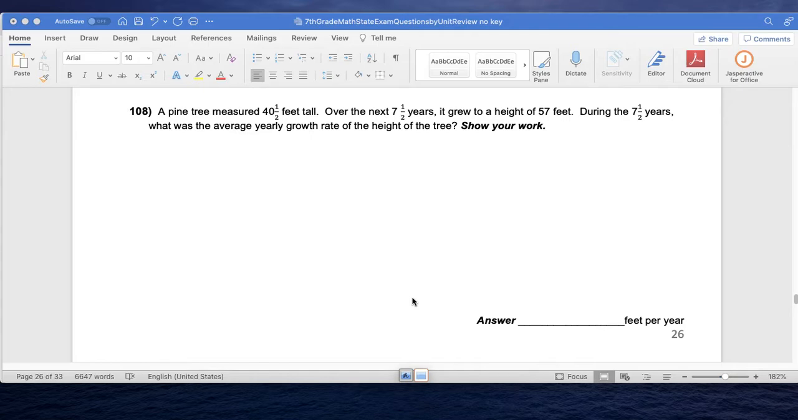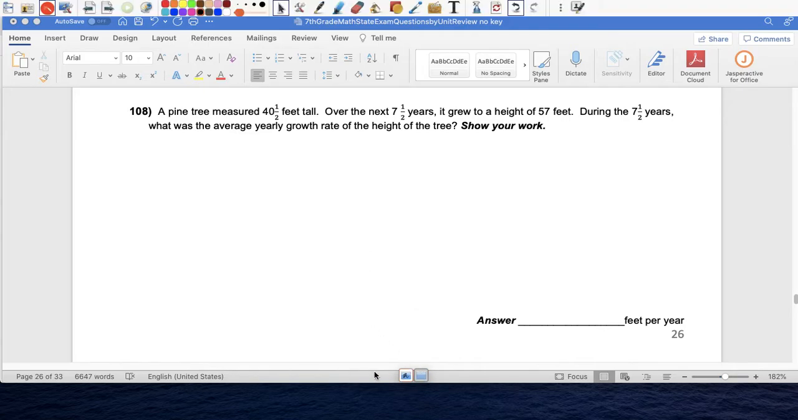108. A pine tree measured what? Over the next 7 years, it grew to a height of 57 feet. During the 7.5 years, what was the average yearly growth?